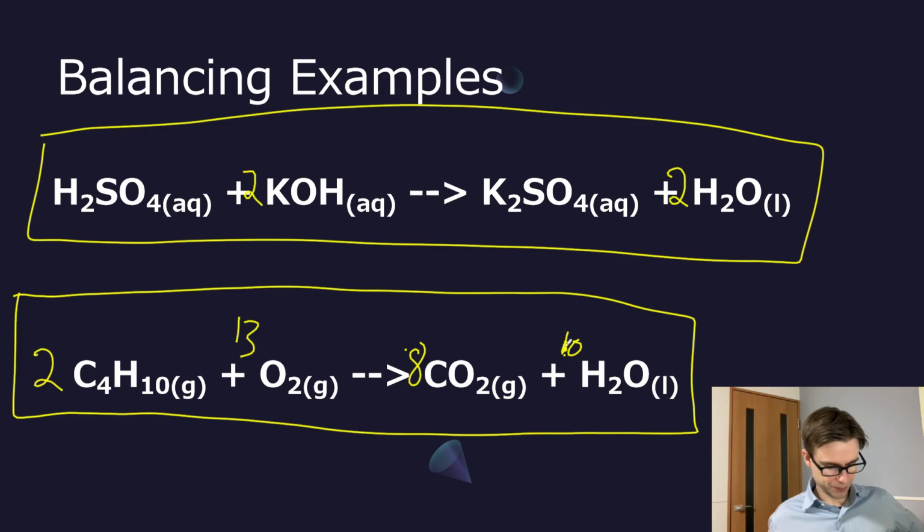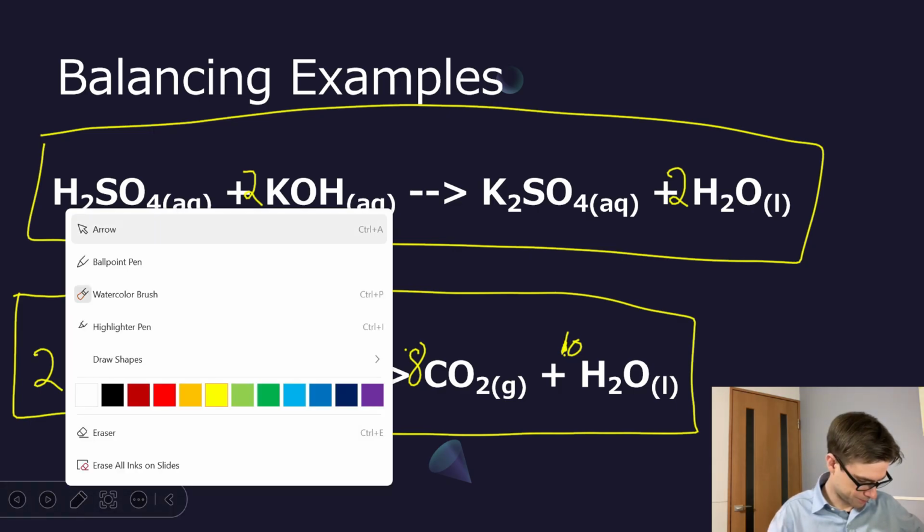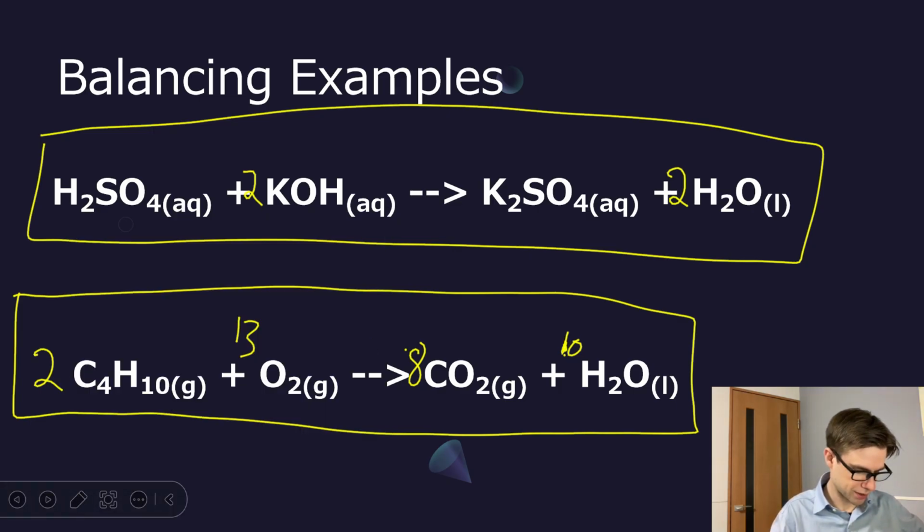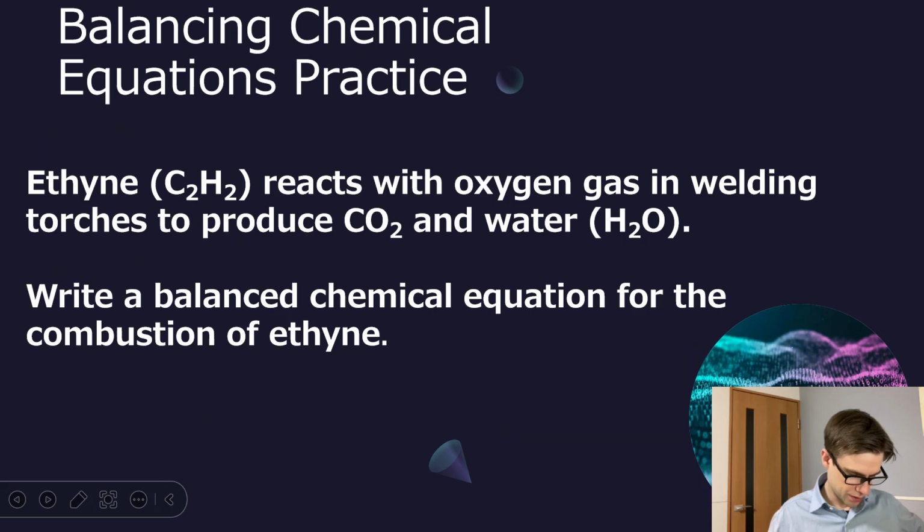Okay, so this is a really important skill you have to do very often. I think I have a little bit more practice on following slides. Yeah, here's another one. Ethine, C2H2, reacts with oxygen gas in welding torches to produce CO2 and water, H2O. Write a balanced chemical equation for this reaction. You should be able to do that fairly quickly.